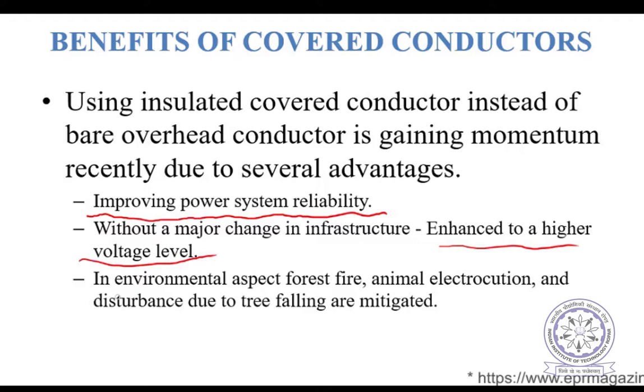And the third one is environmental aspects. Forest fire. You may have heard recently that forest fires did happen in Australia. Bare overhead conductors have more potential to cause these fires. Animal electrocution is mostly in African countries. These things will happen. Of course, in India also they are happening. You have seen the photographs. And disturbance due to tree falling is mitigated. So these can be avoided using covered conductors.